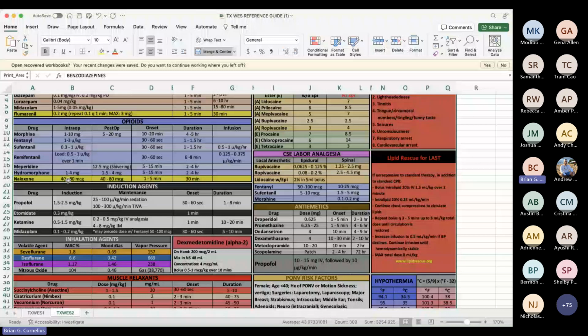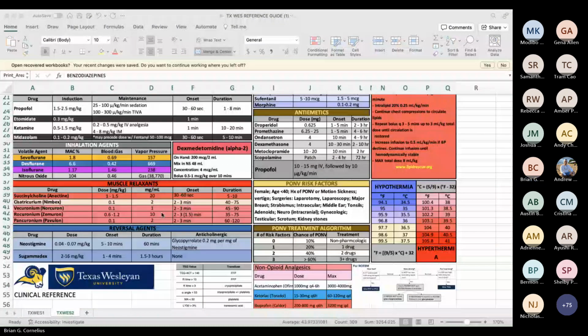Muscle relaxants: the big questions you're going to run into are the dosage, and then the onset and duration. Just remember that succinylcholine is really the only short-acting agent we have. Your dose is usually 1 milligram per kilogram. If it's being given IM or something like that, you may increase to 2 milligrams or even 4 milligrams per kilogram. There is some variation there.